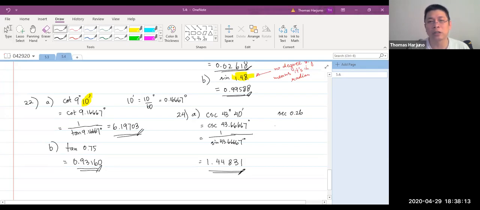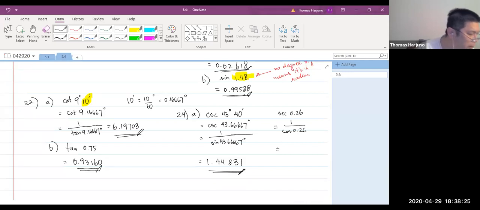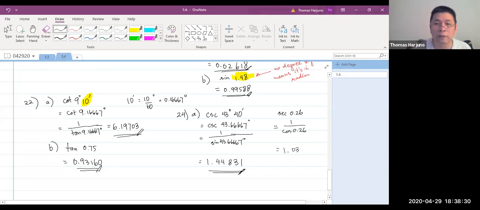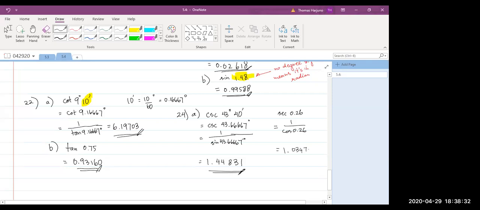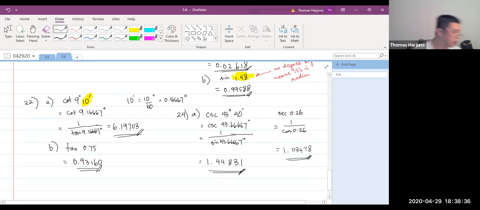Now, next, how about secant 0.26? This is 1 over cosine 0.26. Make sure it is in radian mode. 1 over cosine 0.26, I get 1.03478. Okay, that's for number 22.